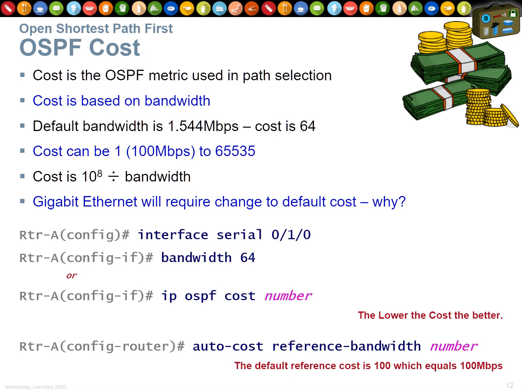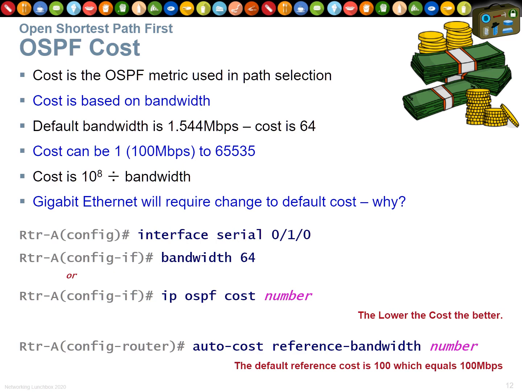100 gig might have a cost of 10. 10 gig will have a cost of 100. 1 gig will have a cost of 1,000. 100 meg will have a cost of 10,000. And 10 meg will have a cost of 100,000. And that way you just have this one command and all of the interfaces will figure it out themselves.